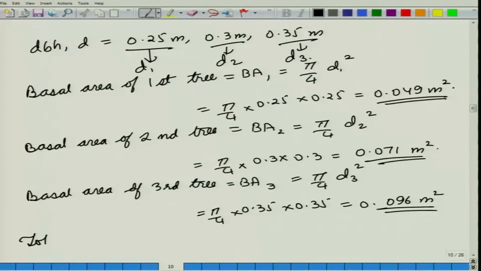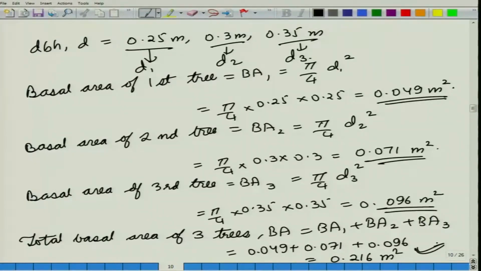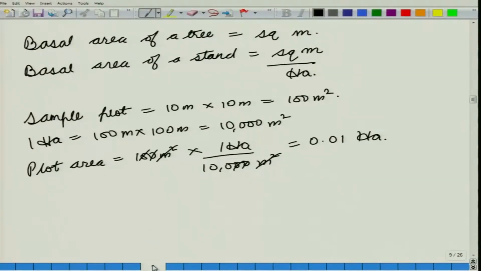Now the total basal area of three trees, or let us call it BA, will be BA1 plus BA2 plus BA3, which is equal to 0.049 plus 0.071 plus 0.096, which is equal to 0.216 square meters. This is the basal area of all the three trees. As we have seen in the previous page, we have calculated the plot area, that is 0.01 hectares.